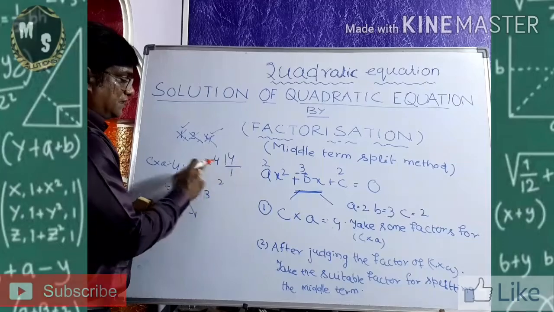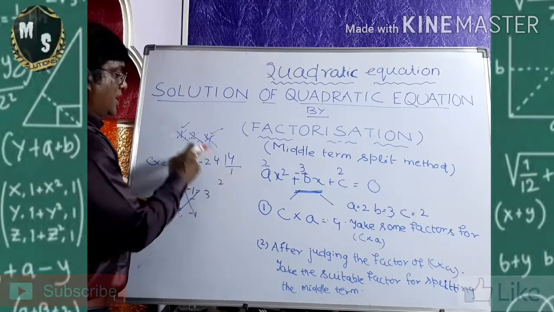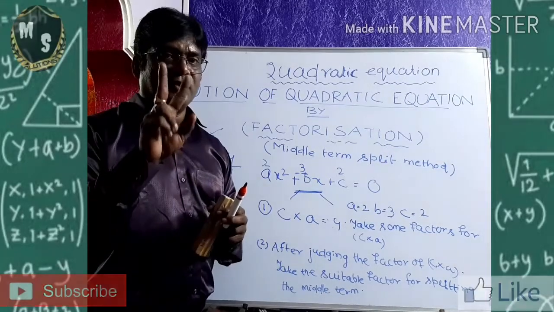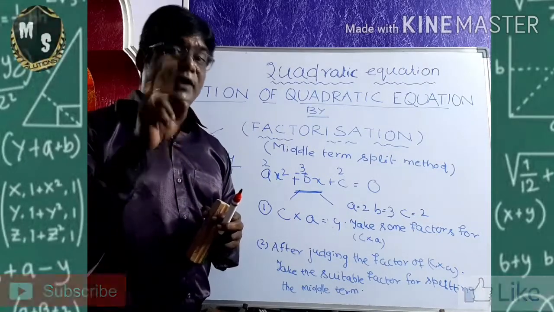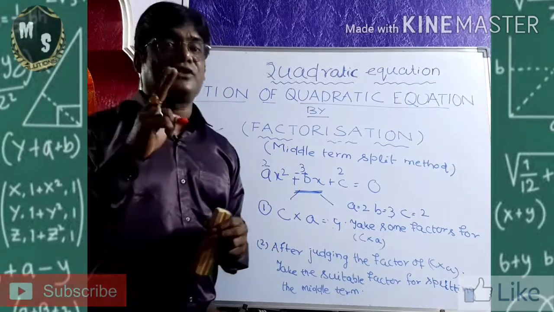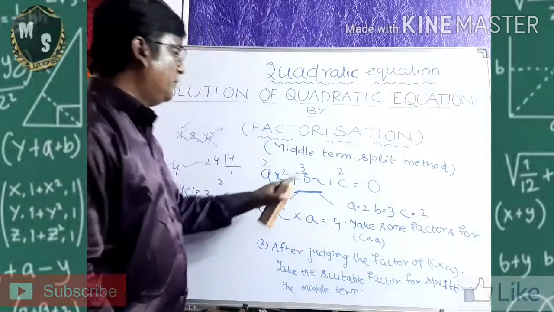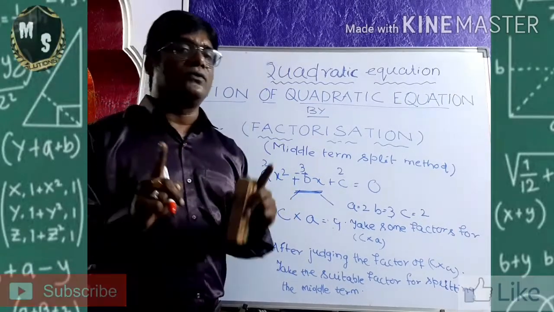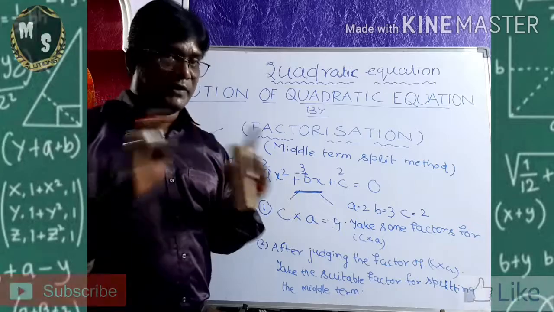Factors of 4: 4 1s are 4, 2 2s are 4. So 1, 2 and 4 are the factors. Now take two suitable factors. When you multiply those two factors, they will give you C into A, and when we add or subtract, they will give you the B. Then with those two factors, we can go for the middle term split.